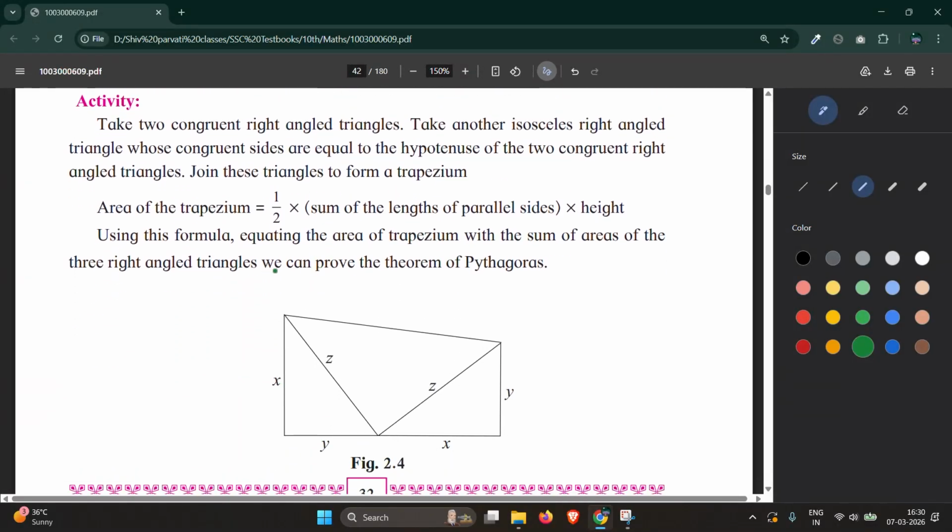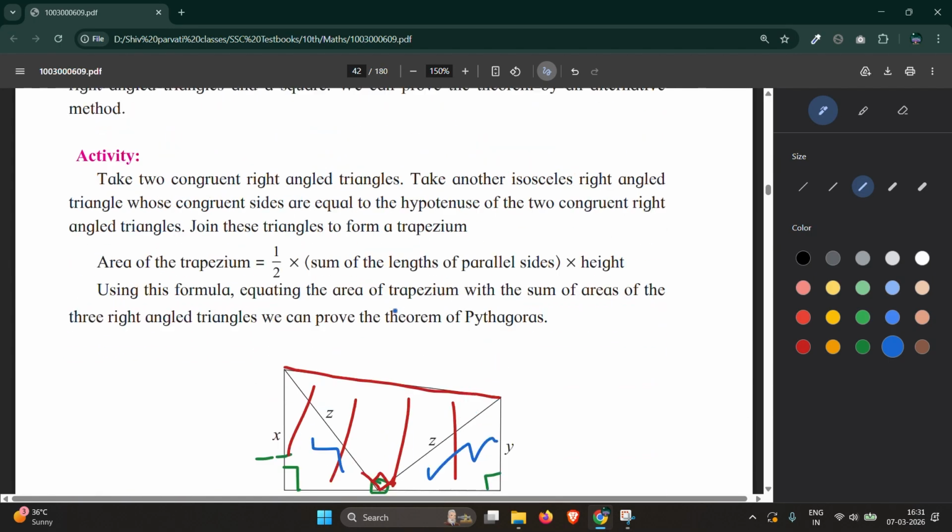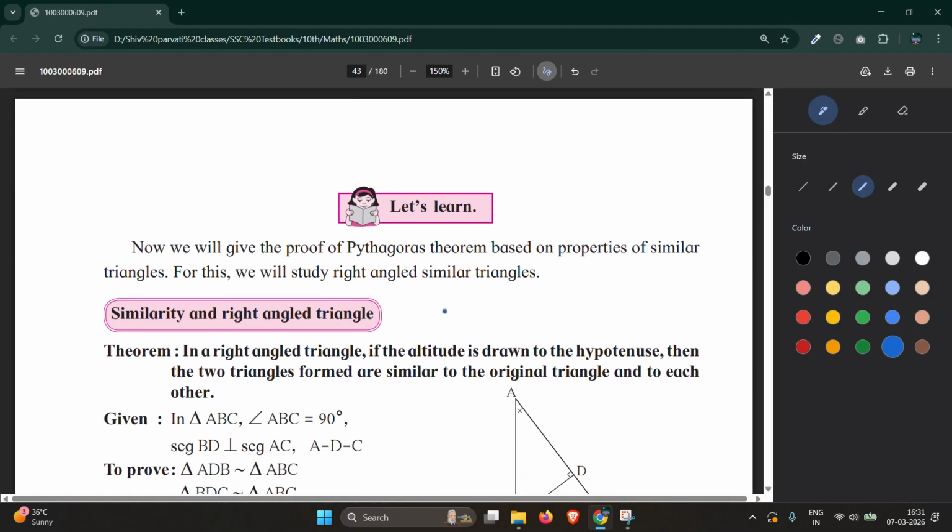Now this is an activity. If we have two right angle triangles, we can join them from tip to tip like this, and that creates a 90-degree angle over here as well. Then we can join this line to make a trapezium, and then you can prove the Pythagoras theorem using the areas of this trapezium and these individual triangles. We are not going to get too deep into that, but this is a fun activity if you want to try it out.